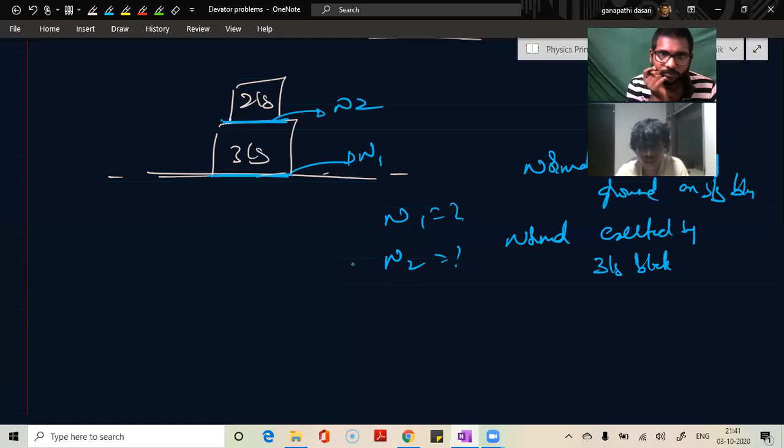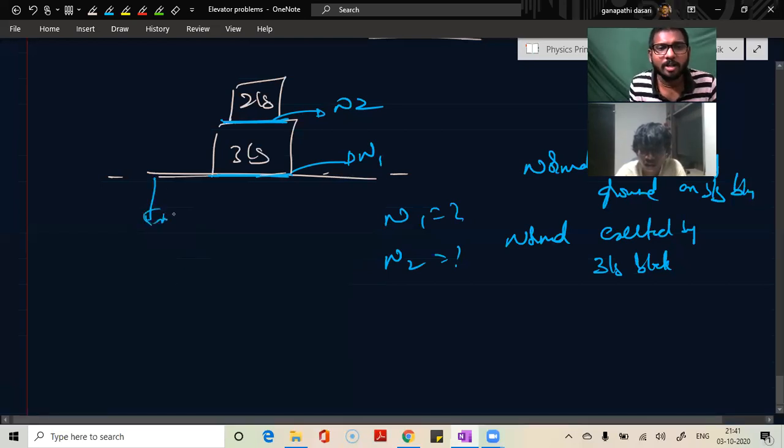Normal exerted on 3 kg block is not considered, no, sir. This N1 will be on ground also. That will not be considered. Ground we will not take.